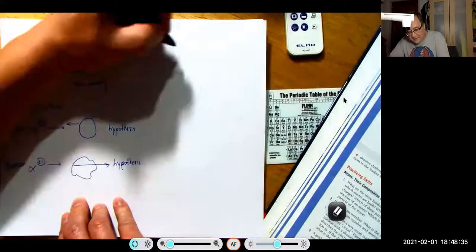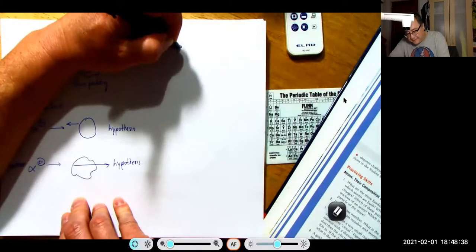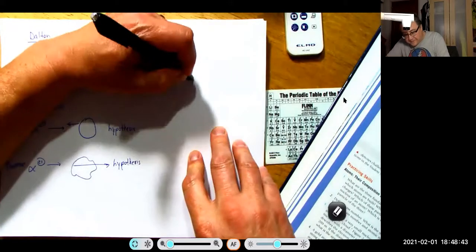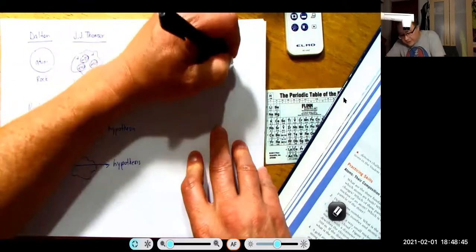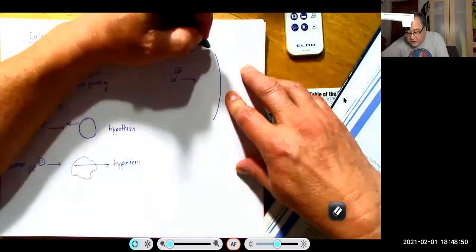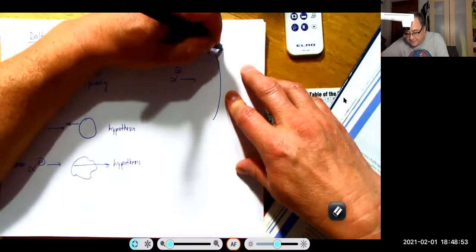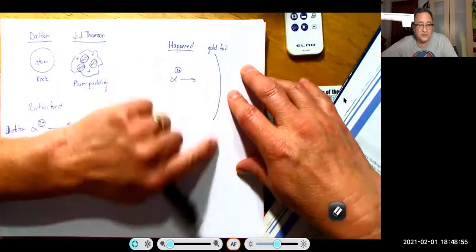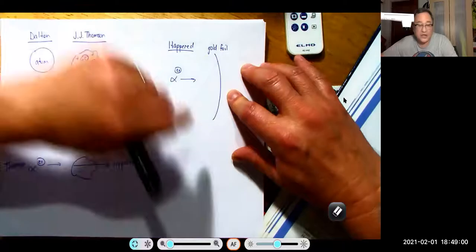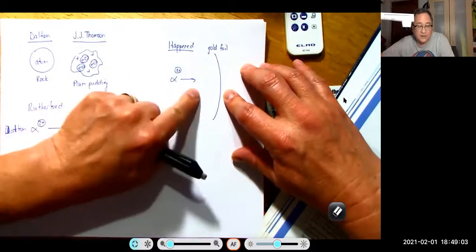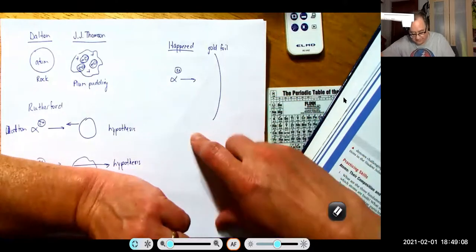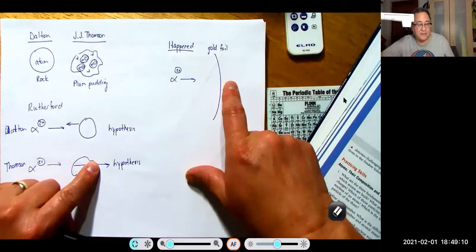So here's what happened. When he first did this experiment, here is the material that he shot the alpha particles through. He used gold foil. And the reason you use gold foil is because you can make it very, very thin, 1 atom thin. It's unreactive, so you don't expect any sort of chemical reaction. And you can see what happens here. So it's either going to go straight through or bounce back.